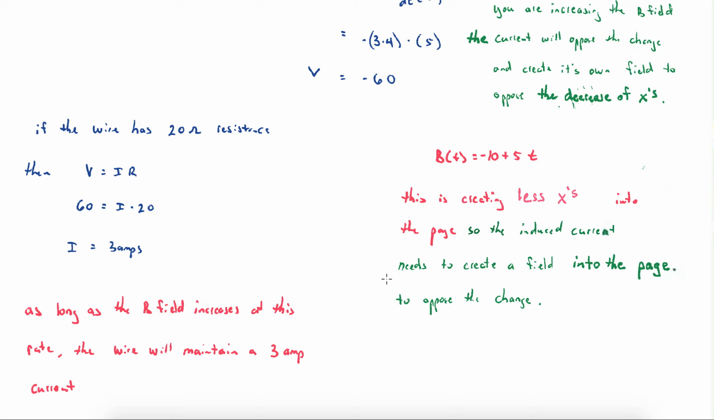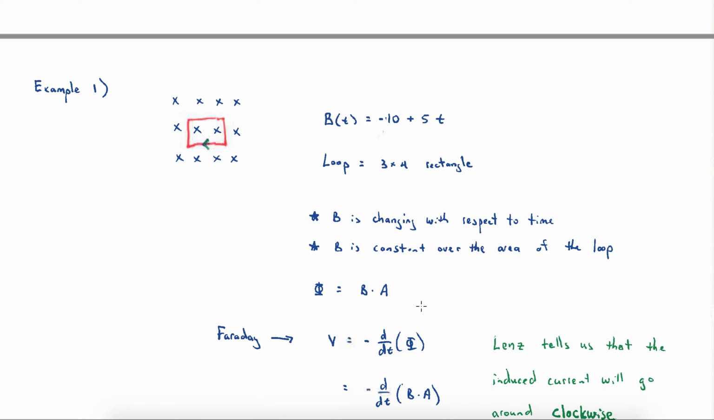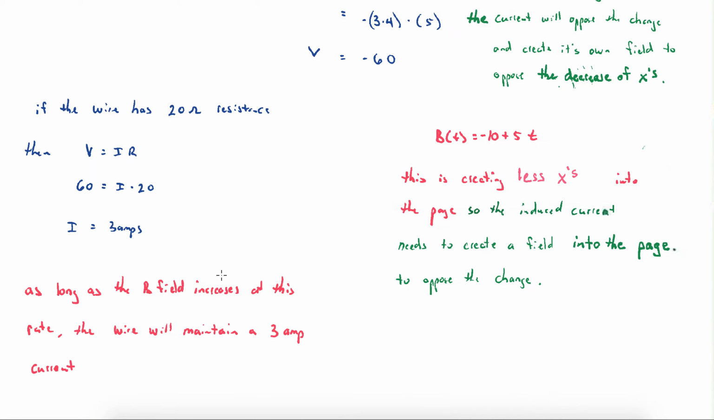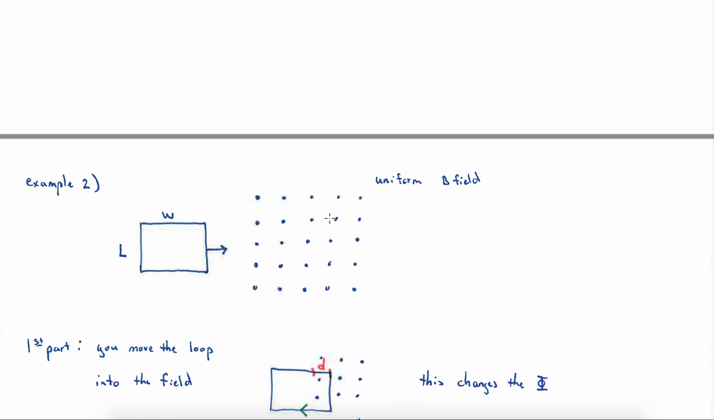Again, you're getting less X's, so the induced current has to create X's, and a clockwise current in the red loop will actually create X's inside a loop. Again, you don't care anything about outside a loop. You're talking about the fluxes inside the loop. Okay, that's my first example.